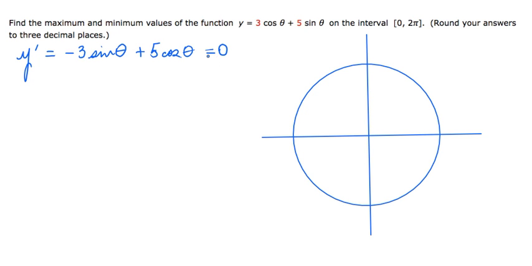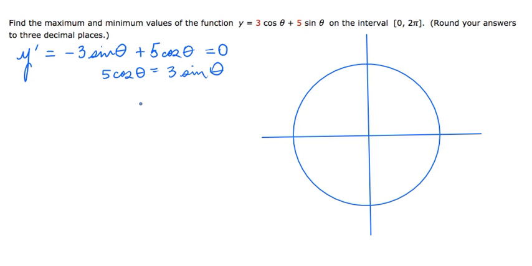And to solve that equation, I think it'll be helpful if I can turn it into a single trig function instead of having two. So I'm going to move the 3 sine theta over to the right to get 5 times cosine theta equals positive 3 times sine of theta. And I want to get my sine theta and my cosine theta on the same side. At the same time, I'm going to move my 3 to the same side as the 5.